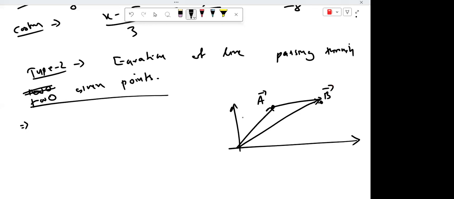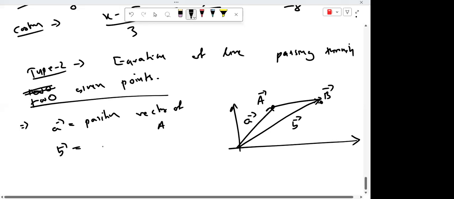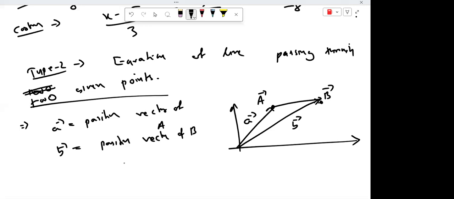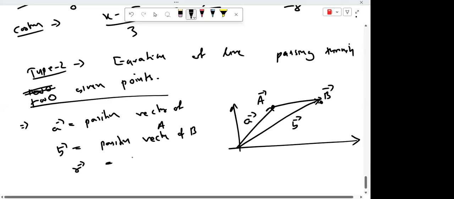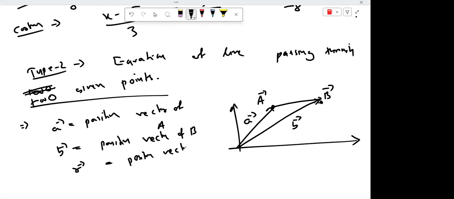You need to figure out the equation of AB. Suppose we say this is A vector, this is B vector. A vector is the position vector of A, B vector is the position vector of B, and R is the general vector, position vector of points. Okay, let's extend this right here. This is R vector.